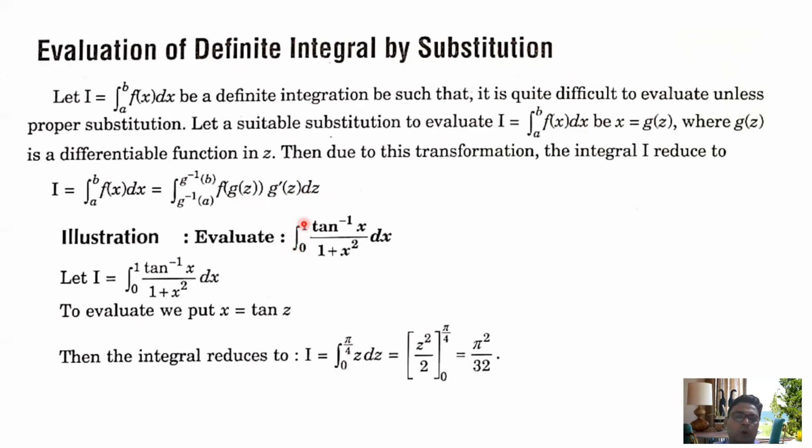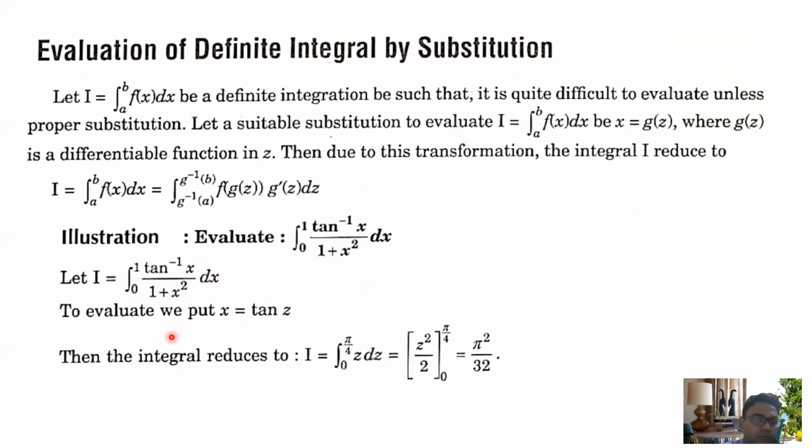Evaluate the integral from 0 to 1 of tan inverse x by 1 plus x square dx. So already you know the derivative of tan inverse x is equal to 1 by 1 plus x square. So let I equal integral from 0 to 1 of tan inverse x by 1 plus x square dx. Now to evaluate, we put x equals tan z. Then what is your dz?